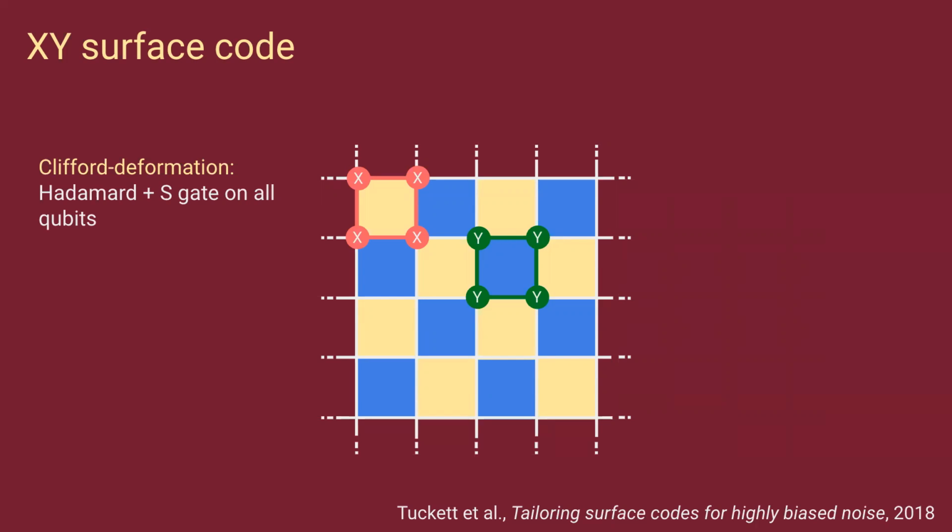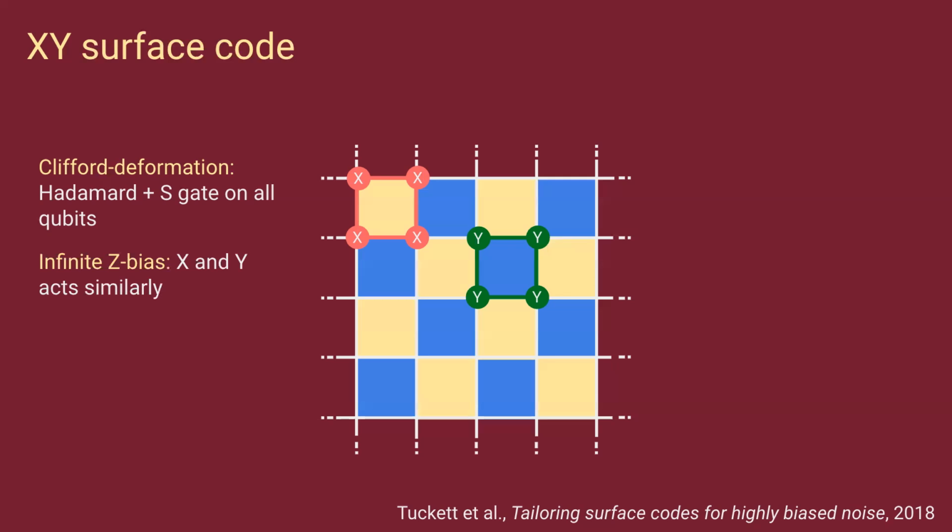So here we also take the surface code. This time we take the rotated layout, it's a bit more convenient. So we put qubits on vertices, and we apply a Clifford deformation, which is Hadamard and S gates on all the qubits. So this time we obtain those X and Y stabilizers that alternate in a checkerboard.